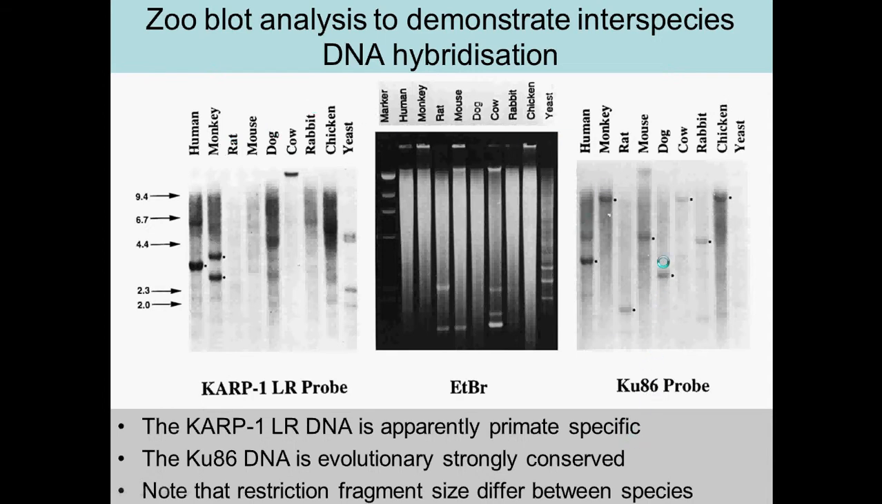And then the KU86 probe was used, and it found that that gene was present in all these different eukaryotic organisms. So CORP1LR is primate specific, and KU86 has been conserved strongly evolutionarily. Also, you can see that there are different sizes of the fragments. This fragment's a lot smaller, this fragment's a lot bigger.